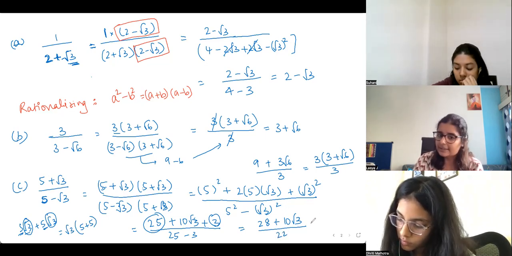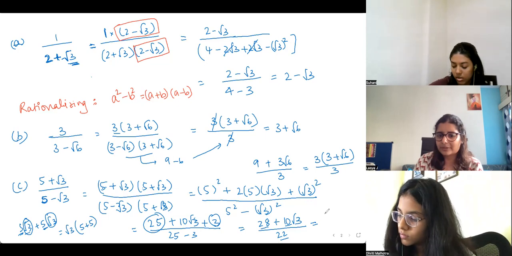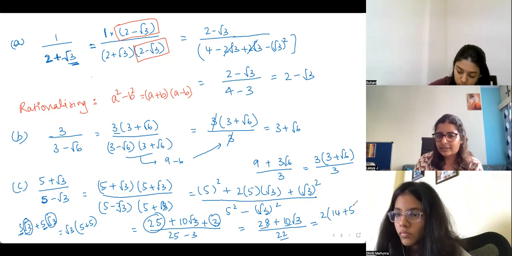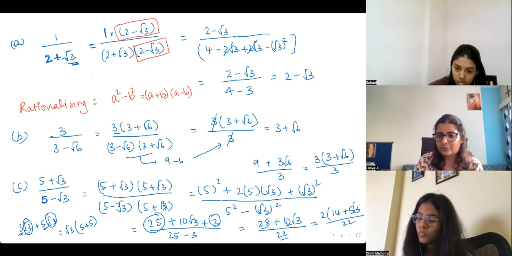Now, at this step, you can see यहाँ पे all of them are even numbers, right? So you can take 2 common. If I take 2 common, I get 14 plus 5 root 3 divided by 22. So 2 ones are 2, 11s are.